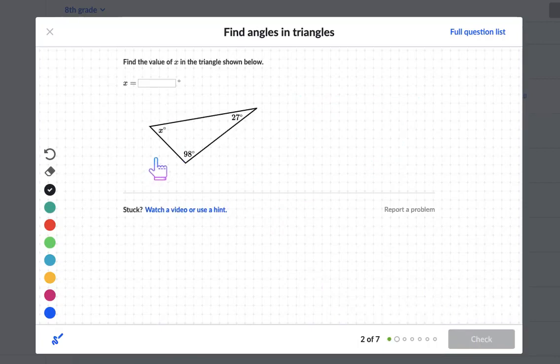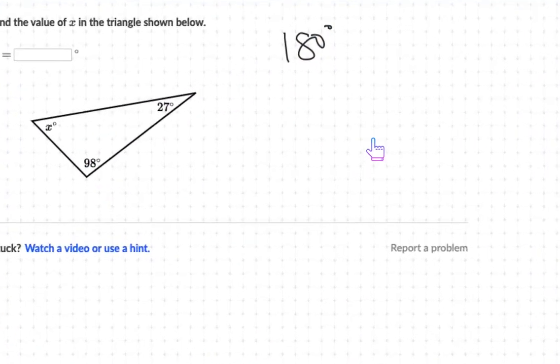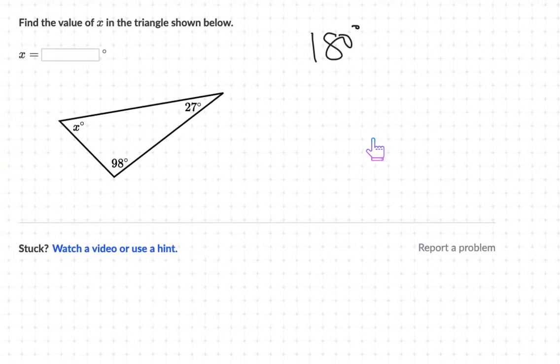Same thing for this one. You have 180 degrees that it has to add up to. Go ahead and pause the video, try it on your own first.